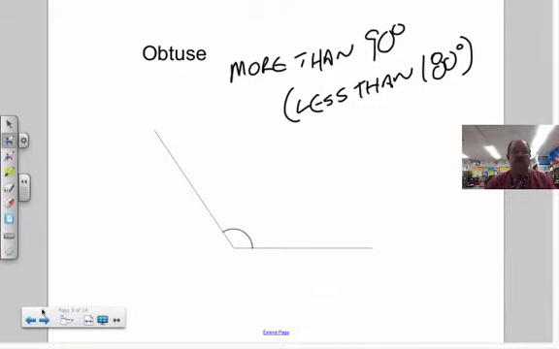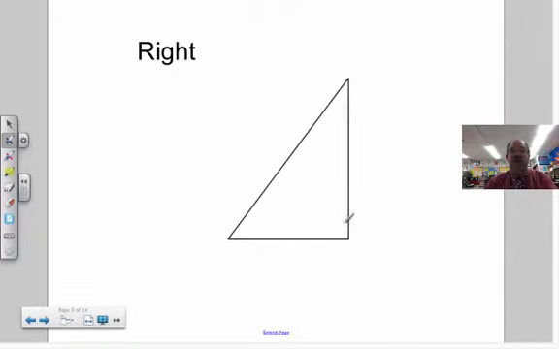So more than 90, 100, that. You can read it there. A right angle is exactly 90 degrees. We have a right angle. It's 90. We have a right angle in every right triangle. That's why they're called that.